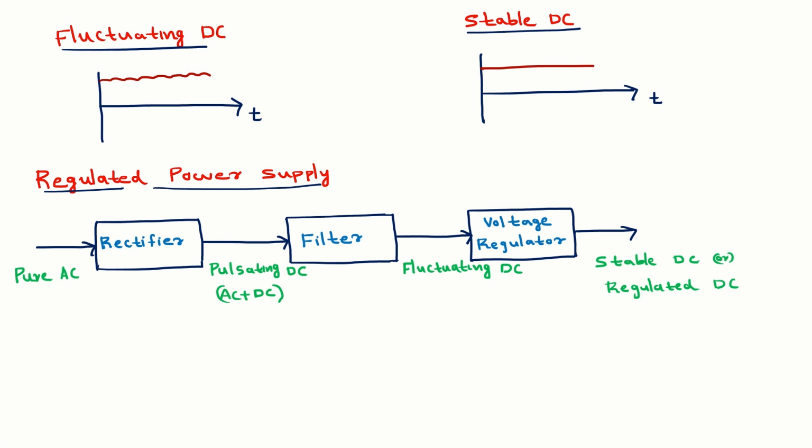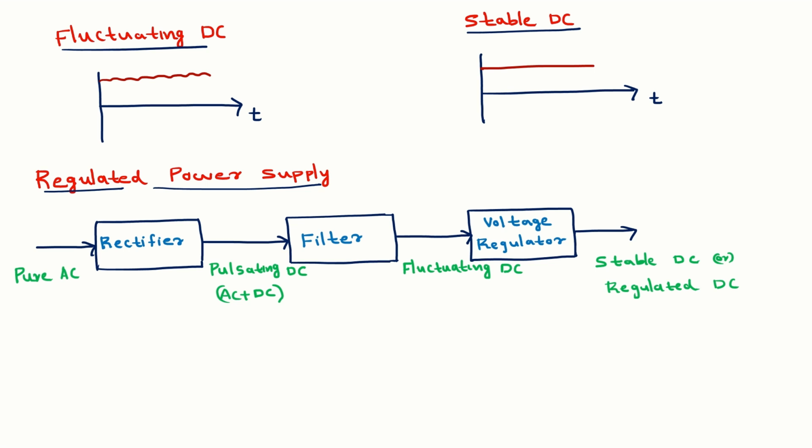Then this pulsating DC is given to the filter. Examples of filters are the capacitor filter, inductor filter, pi filter, etc. The filter converts pulsating DC into fluctuating DC. So the input to the filter is pulsating DC, and the output is fluctuating DC. The waveform of fluctuating DC is shown at the top.